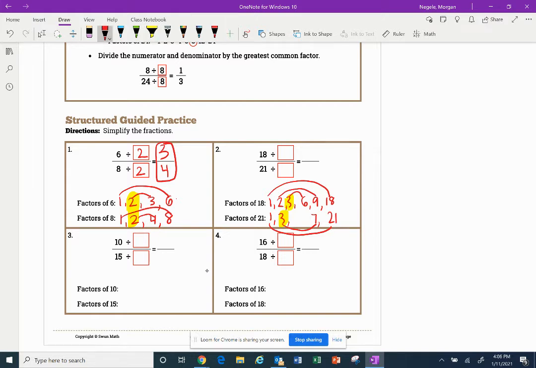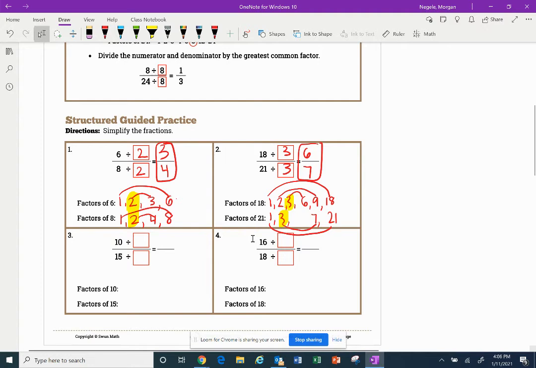So remember, we're going to take our greatest common factor here, which we said was 3, and we're going to divide it. We're going to write a 3 in the top box and the bottom box. Those will always be the same numbers. I know that 18 divided by 3 is 6, and I know that 21 divided by 3 is 7. So our final answer is 6/7.